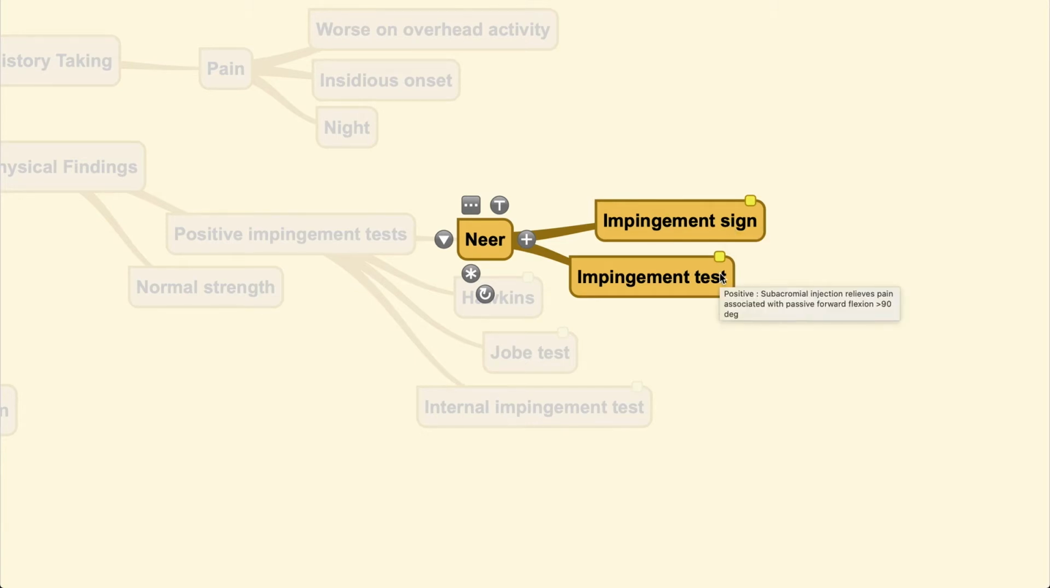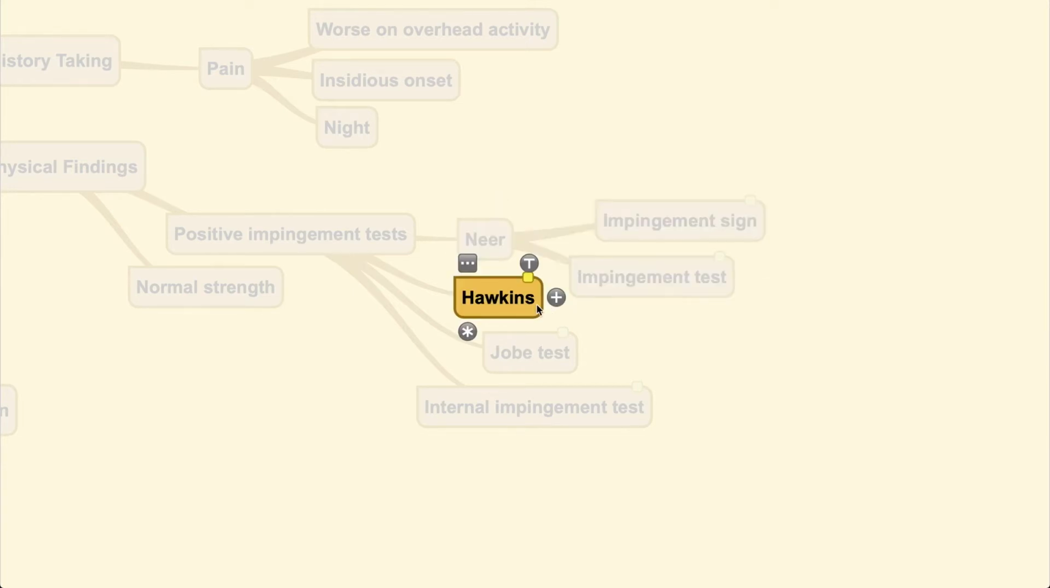Now the impingement test is actually a continuum of the impingement sign. After the pain is elicited, usually you will receive an injection by your doctor, which is placed under the acromion, or subacromial injection, and suddenly your pain is gone and you are able to continue on with the passive forward flexion above 90 degrees. Now the next test that is commonly done, and this is one of my favorites too, is called the Hawkins test, and you could do it simply by internally rotating and passive forward flexion to 90 degrees, which will induce pain.